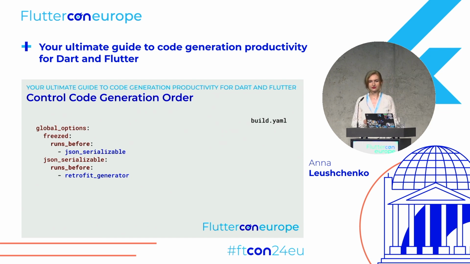Once again, generator sequence can be controlled in build YAML file. In this case, freezed generator is executed first, then JSON serializable is executed, and then retrofit generator runs last.